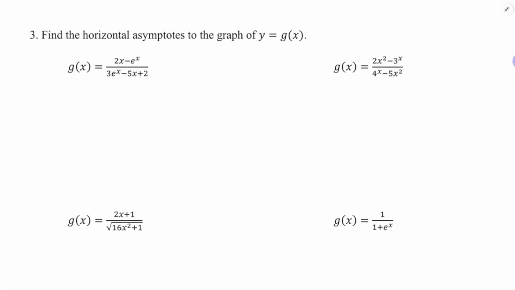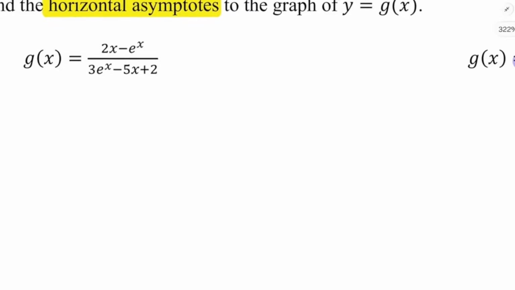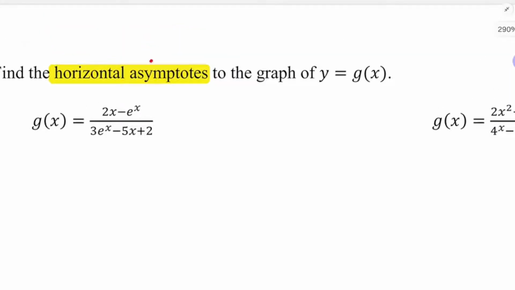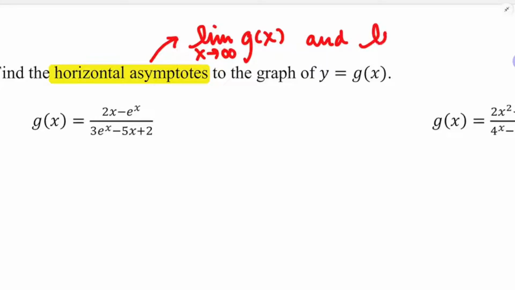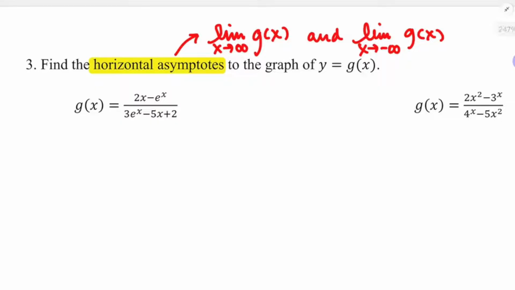Okay, now we're going to think about the horizontal asymptotes to the graph of a function. And so when we're thinking about that, we need to be considering the limit as x approaches infinity and the limit as x approaches negative infinity. So we're going to be taking the limit of g of x as x approaches infinity and the limit as x approaches negative infinity of g of x. Now, the ones where it's really going to make a difference is going to be the exponentials, but I'm seeing that on both of these, so yeah, we're going to want to consider both of these.